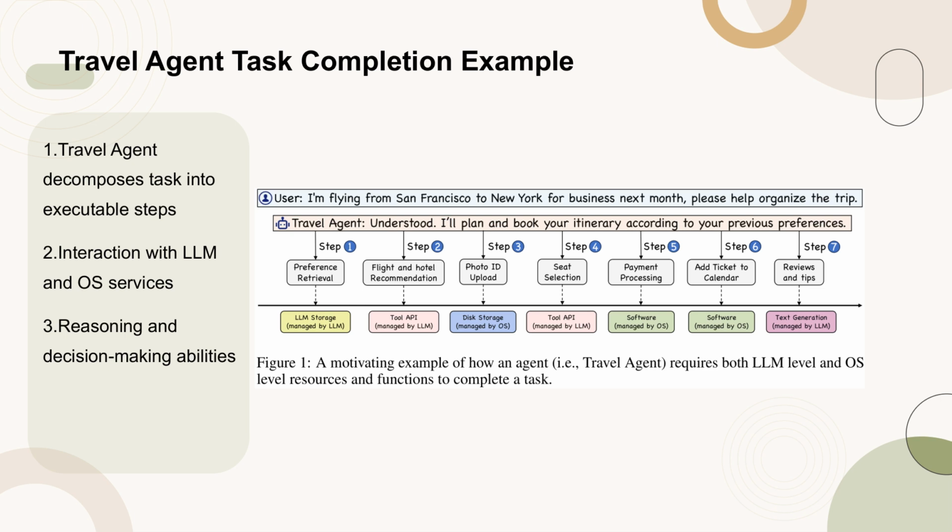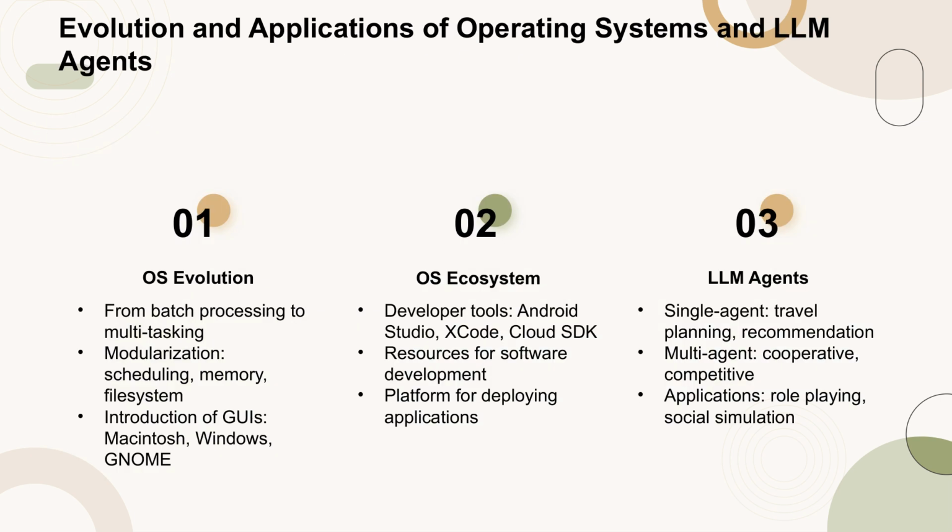realizing this travel scenario. The evolution of operating systems has progressed from simple batch processing to advanced multitasking systems. This evolution includes the modularization of key responsibilities such as process scheduling, memory management, and file system management. Additionally, the introduction of graphical user interfaces like Macintosh, Windows, and GNOME has made operating systems more interactive. The operating system ecosystem has expanded to include comprehensive developer tools like Android Studio, Xcode, and Cloud SDK, which facilitate efficient software development and deployment.